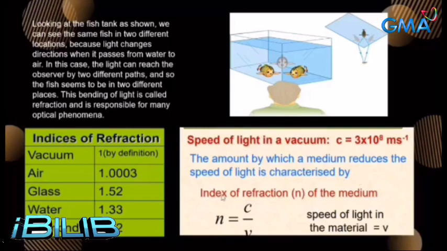So dito naman, may mga computation dito at yung hahanapin natin yung index of refraction. Mas maintindihan natin kung paano nga ba mag-compute ng index of refraction or yung speed of light, panoorin natin to.